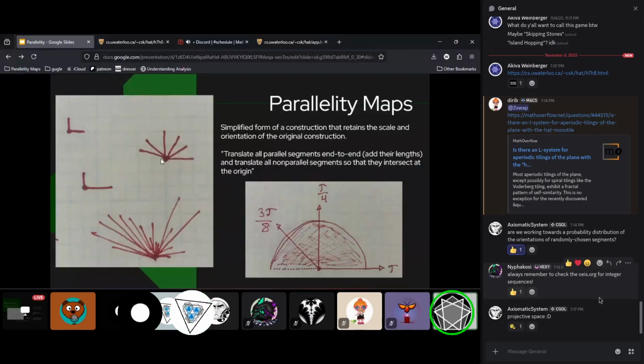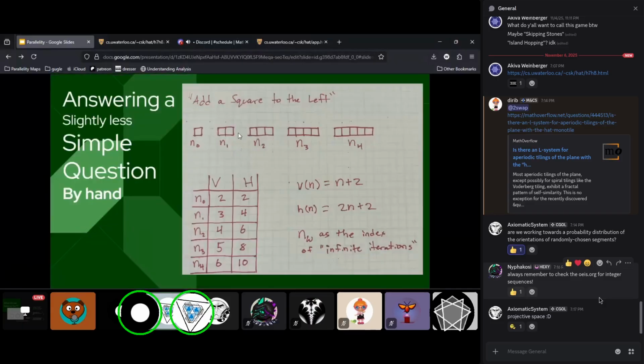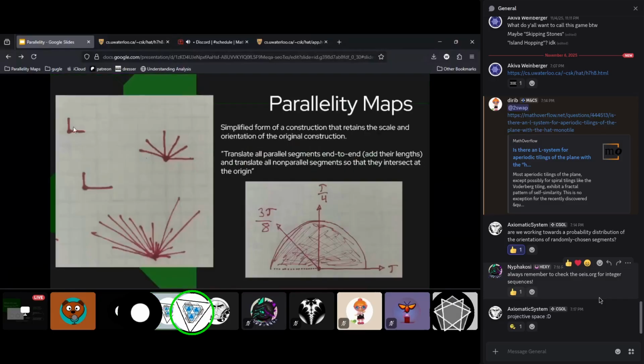So the middle map on the left represents that sideways infinite stack of squares? Correct, exactly. This map right here is the infinite limit, the ratio of vertical to horizontal lines. That's exactly right.